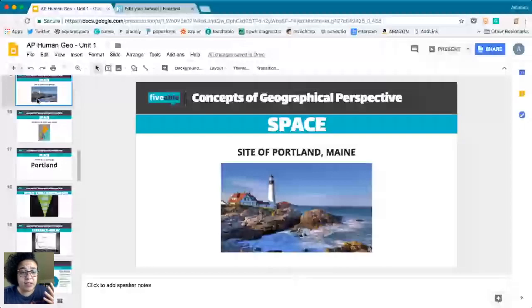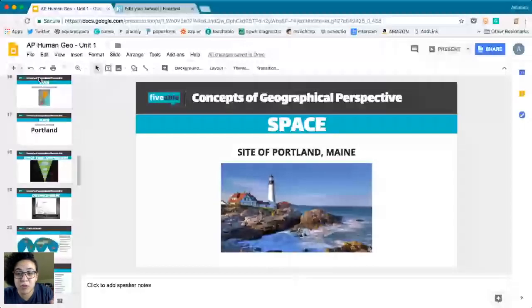And so you can have site. Site is just literally where you are, where something is located, right? So Portland, Maine is right on the coast. So this is the site of Portland. And it defines Portland in a lot of ways because of that, right? People come here for, you know, seafood or things, because we're on the coast.